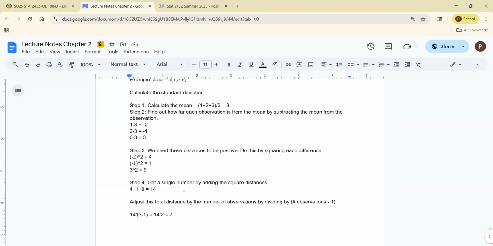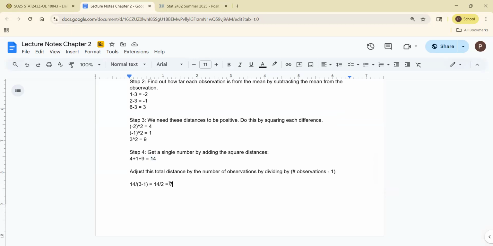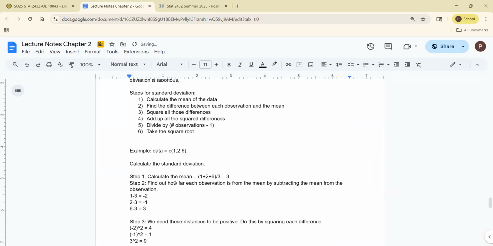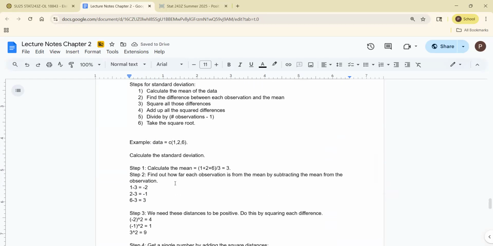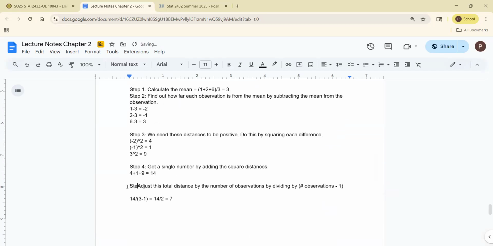Step 4, we're going to add up all those square distances. 4 plus 1 plus 9 is 14. We're going to adjust that single number by dividing by the number of observations. So if you have a really big data set, you're going to get a really big sum of square distances. So you divide by your number of observations less 1, and we get 7. This is step 5.